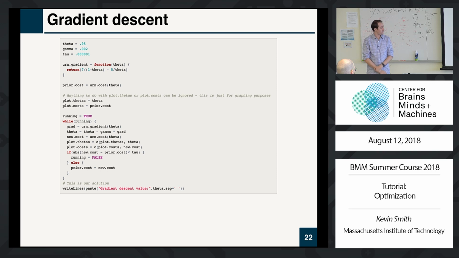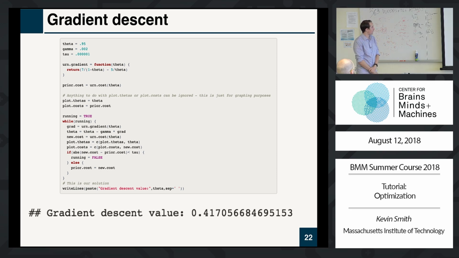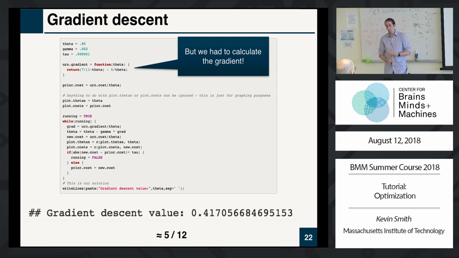So you can write this up. This is in the notes. You don't have to pay too much attention to it. You get this gradient descent value, and this is very close to the 5/12 that we calculated by just the proportion of black balls we drew. But one thing about this is we actually have to know what the gradient is to solve it. Now, because we're using the binomial distribution for the urns, this is well studied. We can easily calculate the derivative, not a problem.